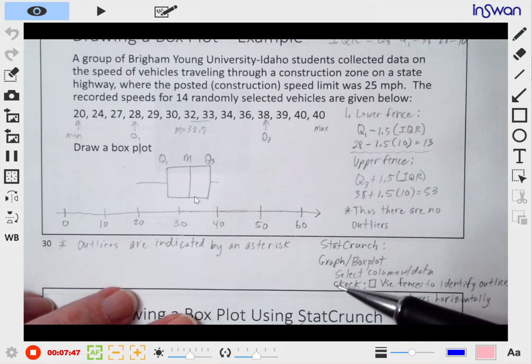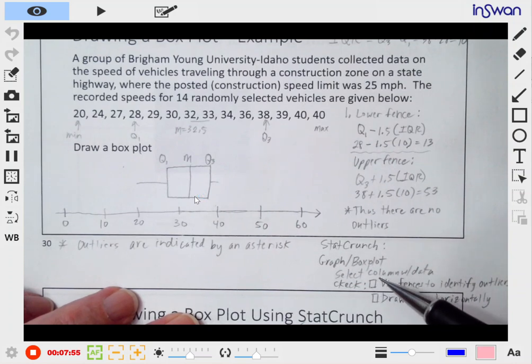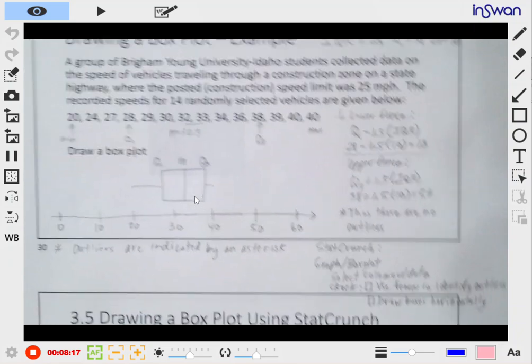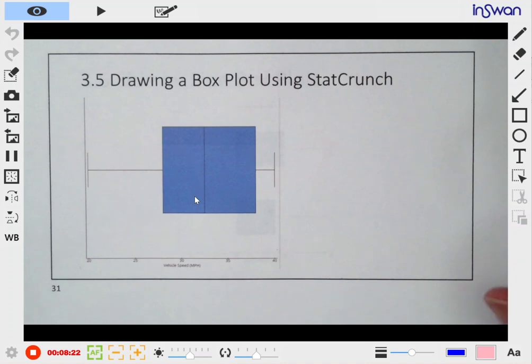Now let's discuss how to do this in StatCrunch. Anytime we do graphs, we go to Graph, and you're going to select Box Plot. Then you're going to have to select your column, the column where your data is. And then there are two boxes that you're going to want to check. One is use fences to identify outliers. I believe this one will already be checked, but if not, check it. And then draw boxes horizontally. You'll need to make sure that's checked as well. So we'll do that shortly. Let's go to the next page, and I'll show you what it looks like in StatCrunch.